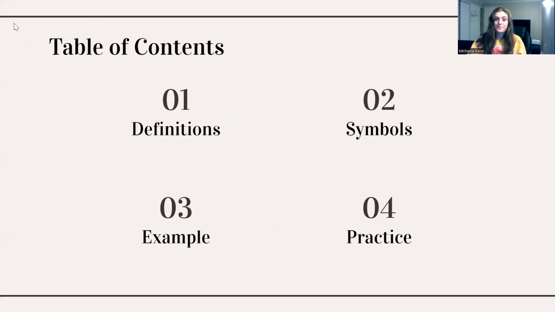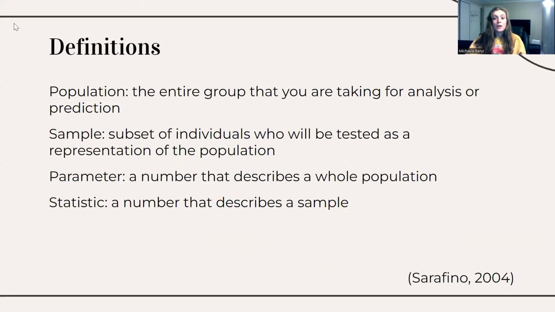So first, a population is the entire group that you are taking for analysis or prediction, while a sample is a subset of individuals who will be tested as a representation of the population. A parameter is a number that describes a whole population. And then lastly, a statistic is a number that describes a sample.